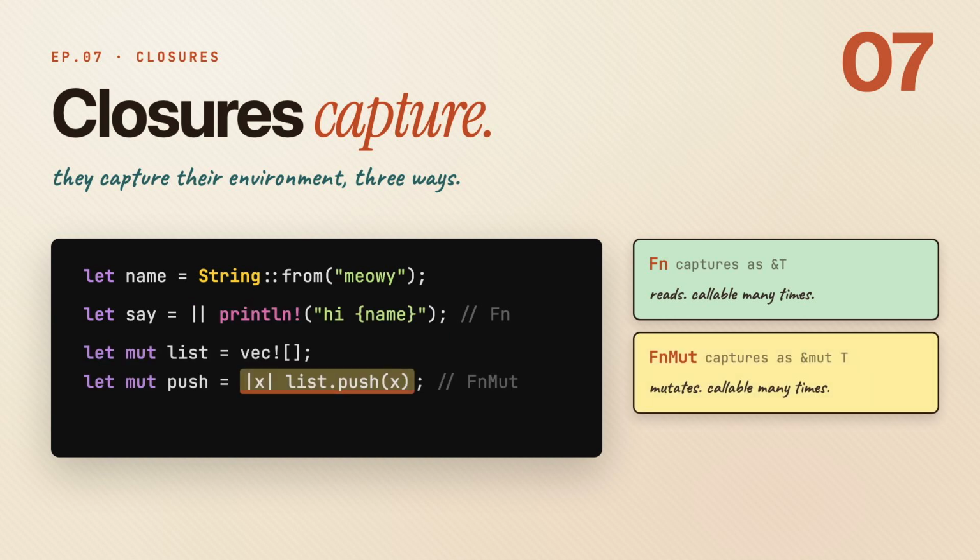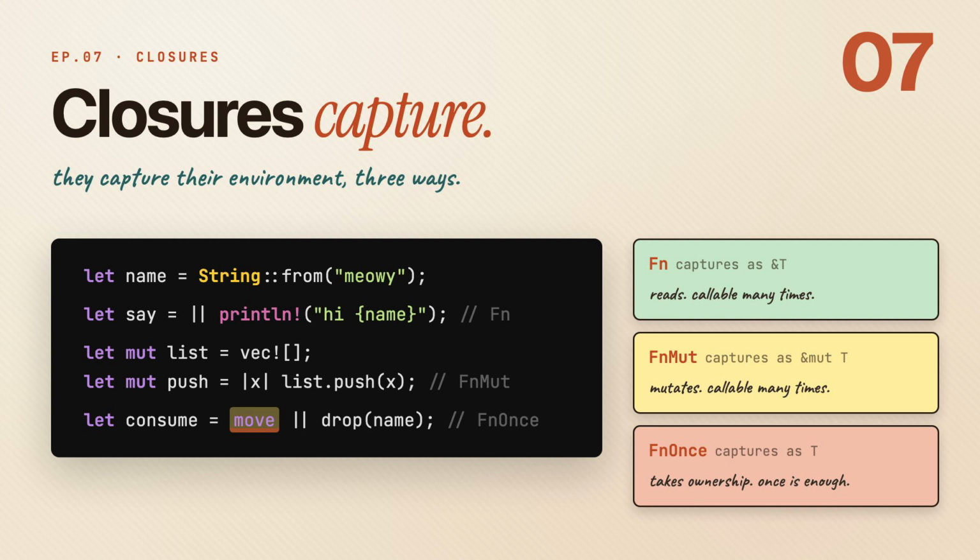push changes the list, so it borrows it in a mutable way. It's still callable, you can call it as many times as you want, but it can also mutate, and that one is an FnMut. Now move takes ownership. It consumes the whole thing, it swallows the name whole. So it can run once, and that is FnOnce. It's not a label you pick, it's just how you use a capture that picks the trait.